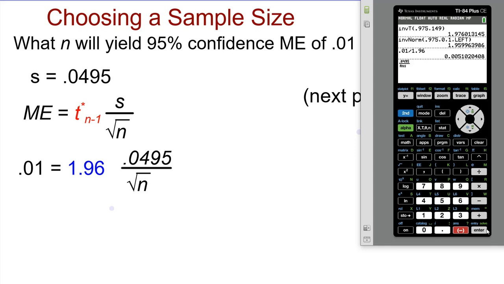I'm kind of doing all this in my head, but it works, and that's going to be what the square root of n is equal to. So to find the actual value of n, I just simply have to square it when I'm done. And that's going to give me an estimate of about 94.